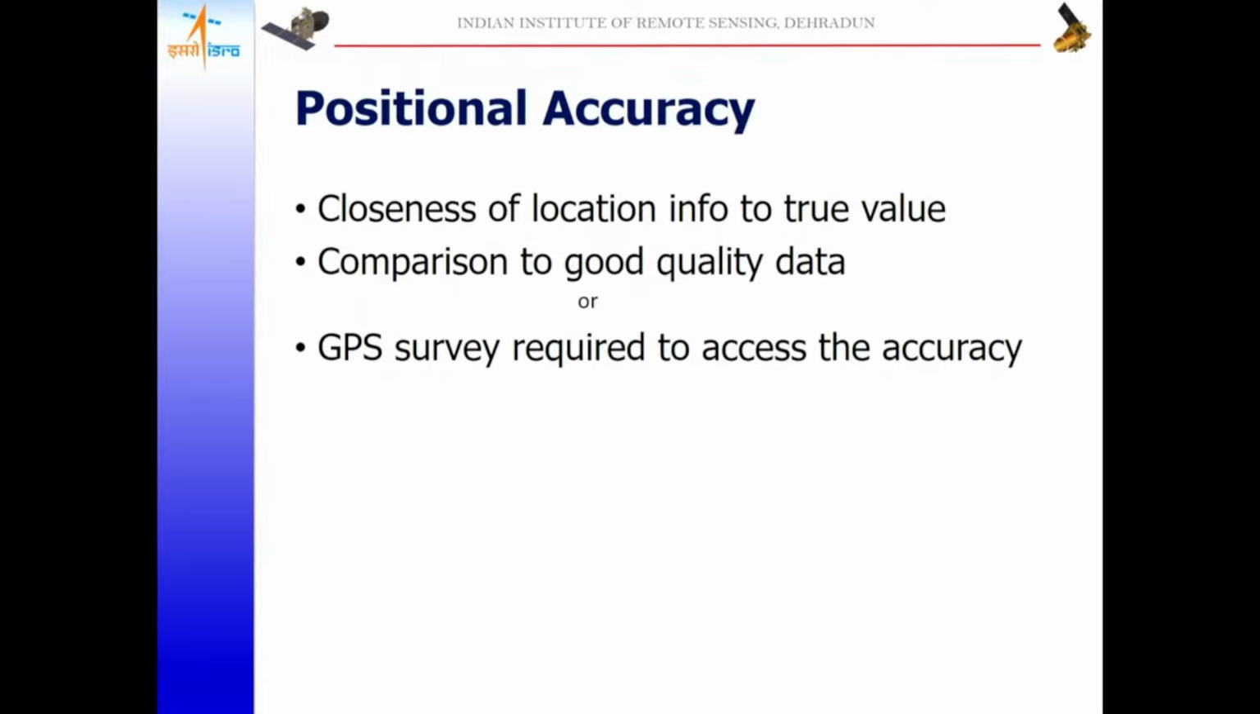Positional accuracy is the closeness of location information to a true value, and when we do the comparison, it should be against a good quality data set. So if we have points that we are seeing on the image, we can always compare them with a GPS data set, where we go onto the ground and take GPS coordinate points, and only then can we compare.